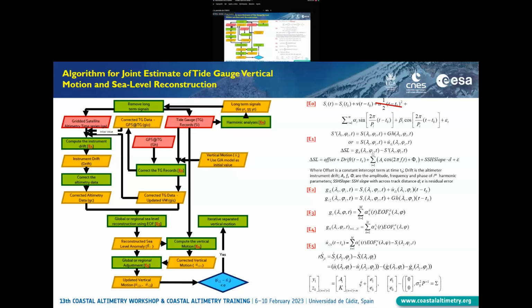Primarily, it started from Church and White in 2006 publication, and then they followed with 2011. And there are many others working on this sea level reconstruction, meaning that they wanted to take satellite altimetry, very high spatial resolution, but short at the temporal resolution, for example. But tide gauge, global tide gauges, they have a rich spectrum of sea level, but only at a point. So the idea is to try to combine the two measurements.